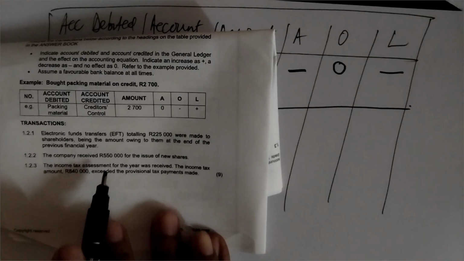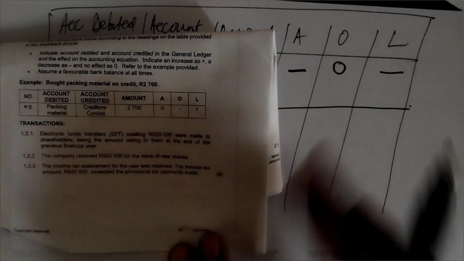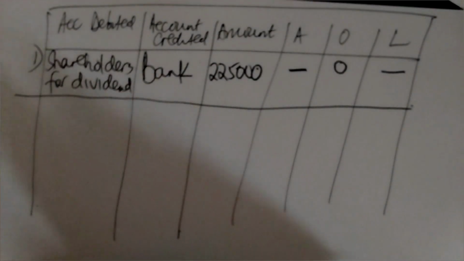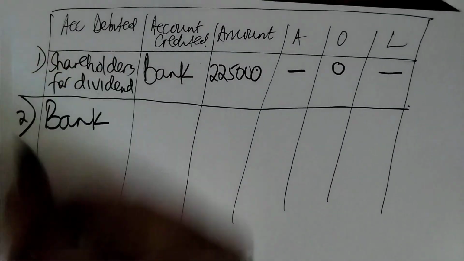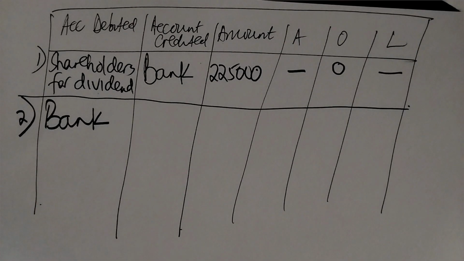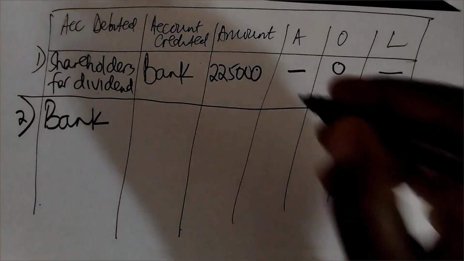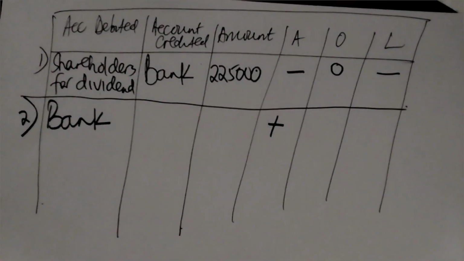The second one says the company received 550 for the issue of new shares. So money is coming in. If money is coming in, obviously the bank is on the debit side. Remember, the bank increases on the debit side. When money comes in, the bank must increase, so it's a plus under assets.